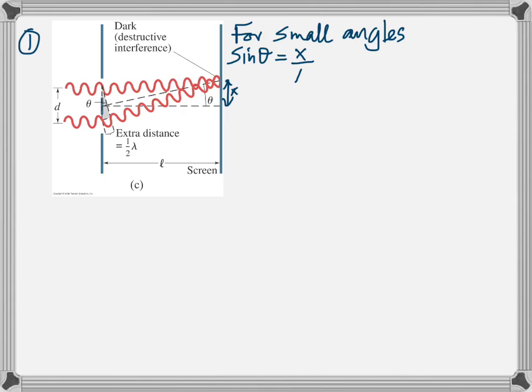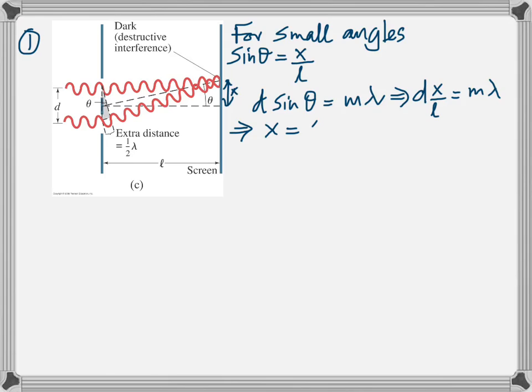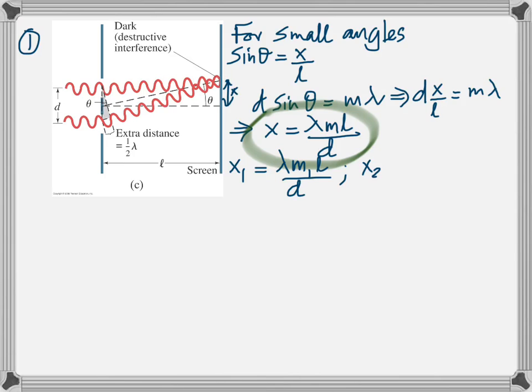If you call that as x, then sine theta is x by L, where L is the distance between the slits and the screen. And so, d sine theta is equal to m lambda. So you can rearrange and put that as x1 is lambda m L by d, and because it says a consecutive one, the next one should be m plus 1.